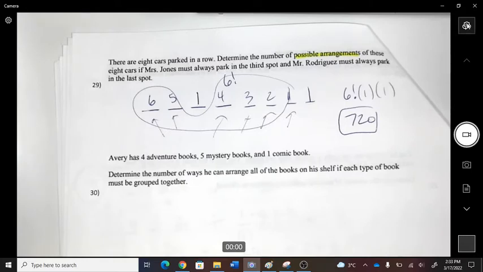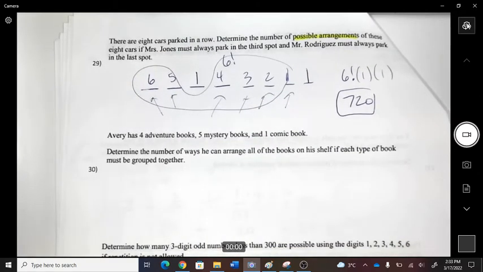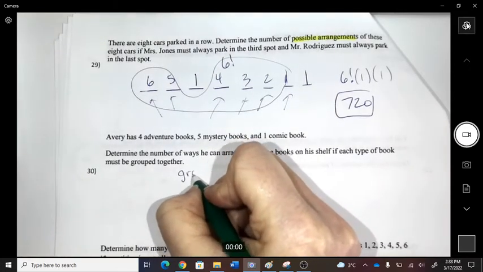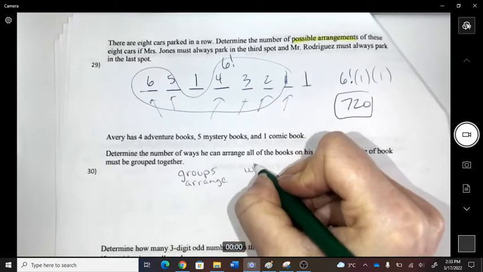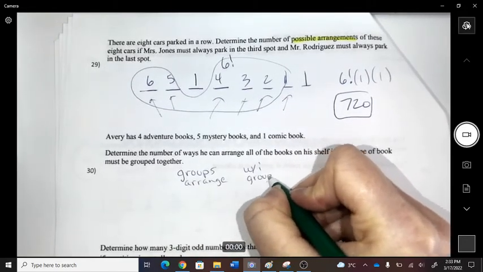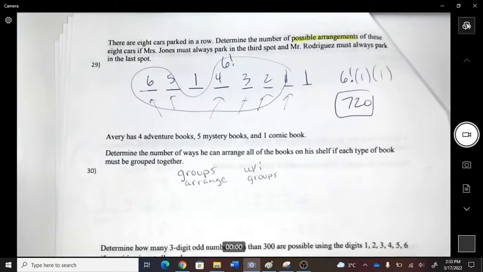Okay, Avery has 4 adventure books, 5 mystery, 1 comic. Determine the number of ways he can arrange all of the books on his shelf if each type must be grouped together. So this means all of the adventure books I have to keep together. Okay? All of the mystery have to be beside each other, and obviously there's just 1 comic. This is which method? Group arrange, and then what's going on within groups? Remember that style?